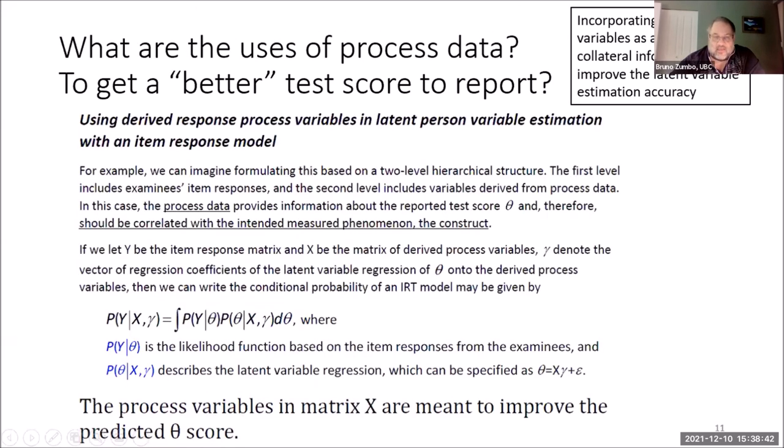And this use now says that the process variable should be correlated with the intended measured phenomena, the construct itself. This is what I'm trying to contrast in these ways. The use here is quite different, and the kinds of process variables that may be here, how we conceptualize them, is different, we would argue, in this aspect of the space-time between stimulus and response than it is in the previous example.